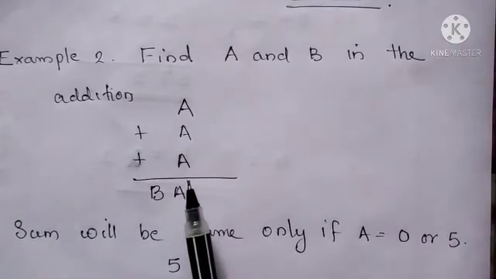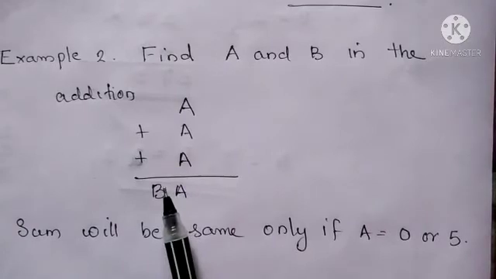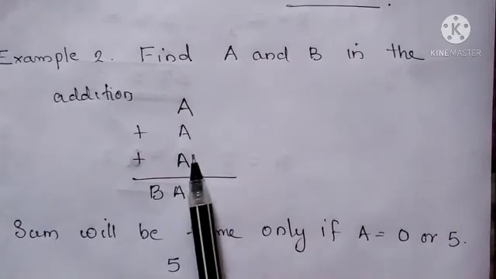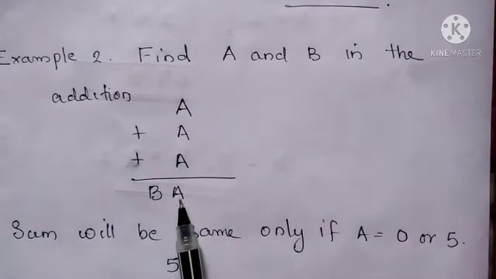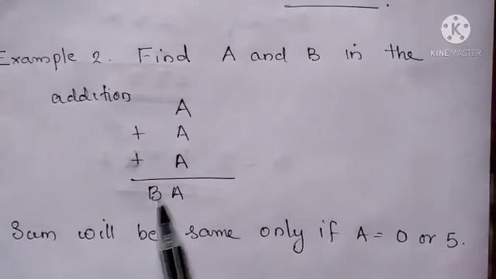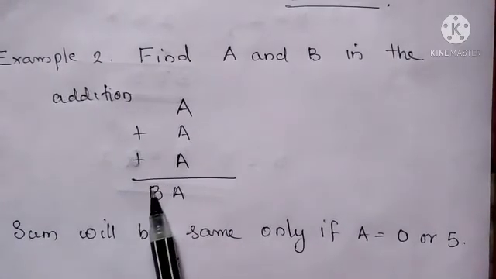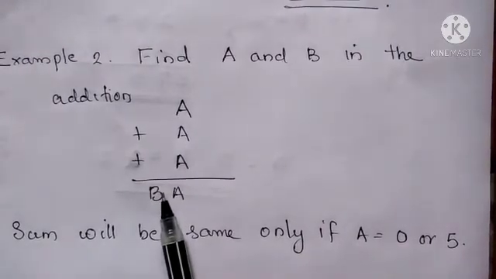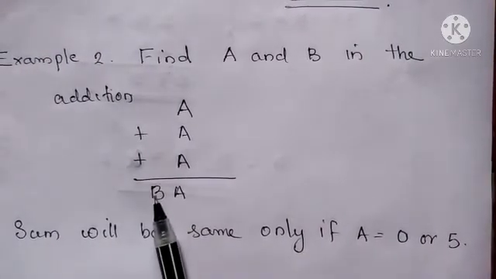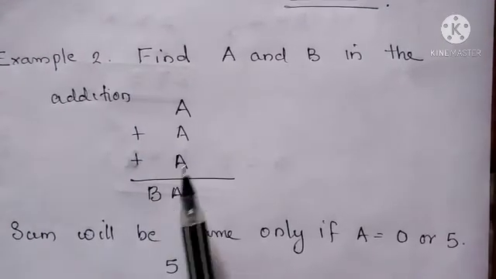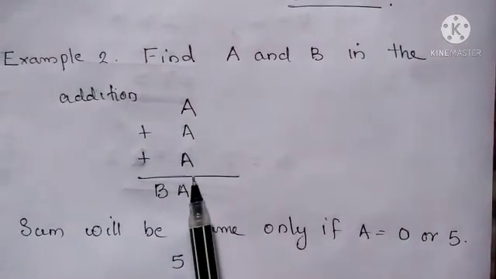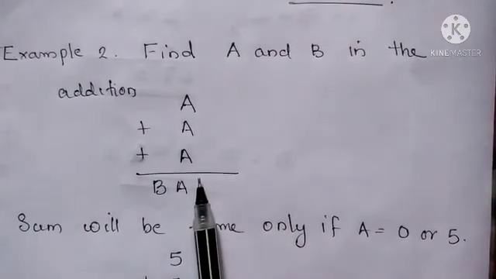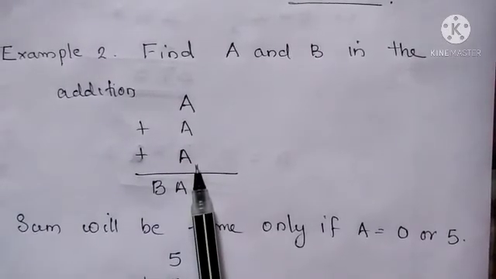So the two cases are 0 or 5. But if 0 is here, the first digit should be a non-zero digit. So here 0 is not possible. So what will be the digit here? 5. Understood? So this is the way we should select the digits to give for these letters.